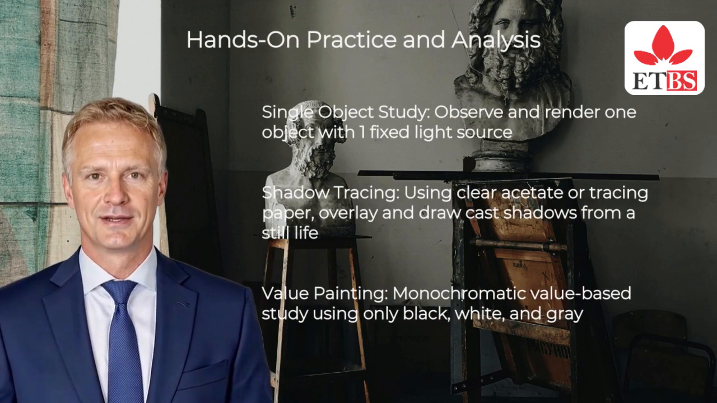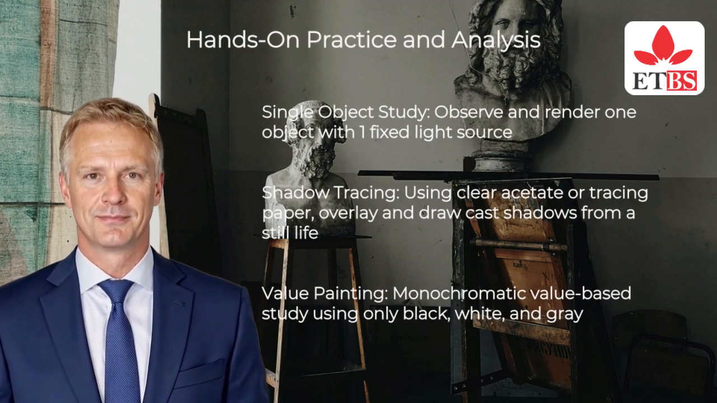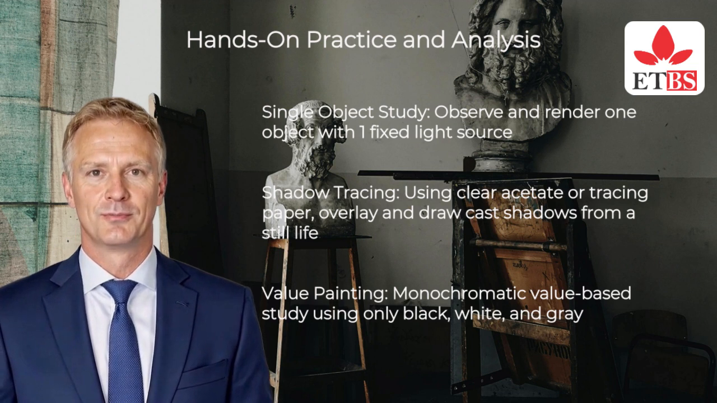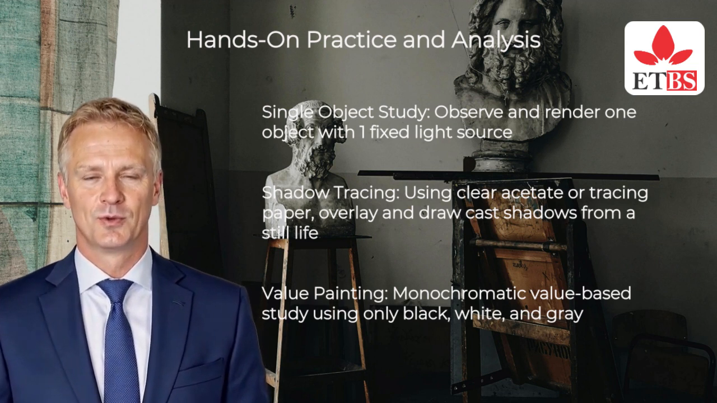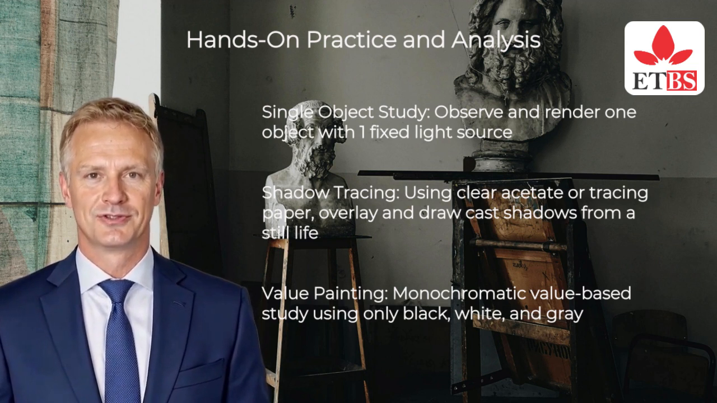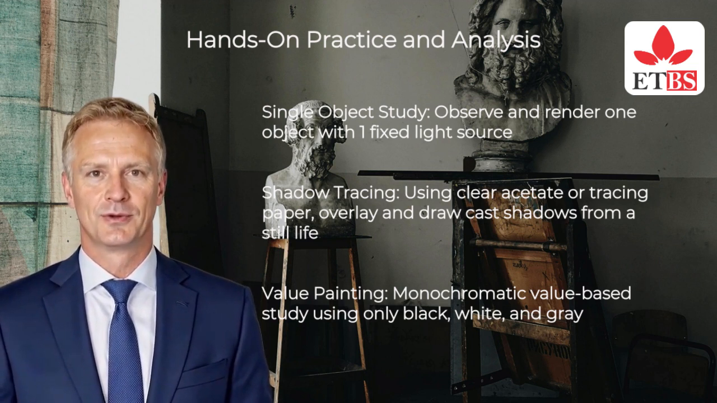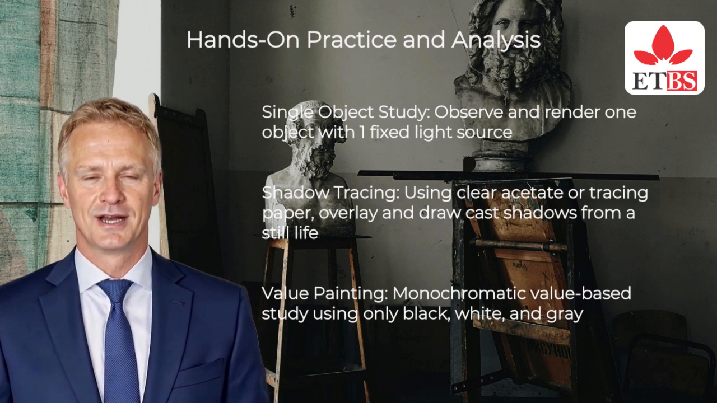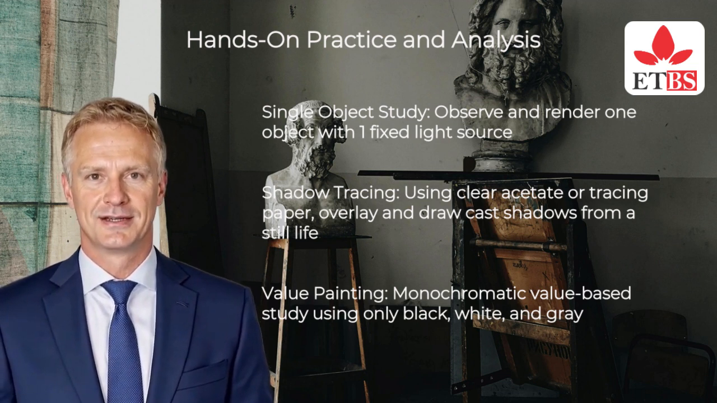6. Hands-on practice and analysis. Exercises. Single object study: observe and render one object with one fixed light source. Shadow tracing: using clear acetate or tracing paper, overlay and draw cast shadows from a still life value painting.